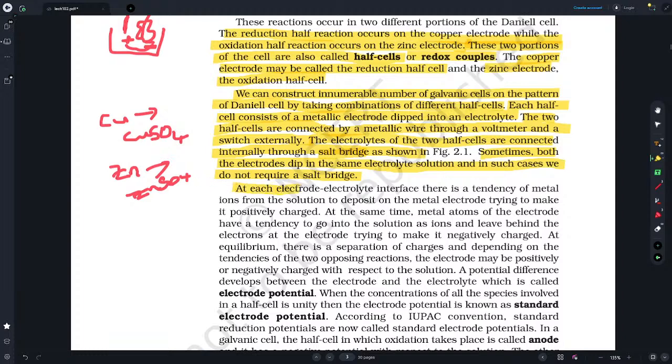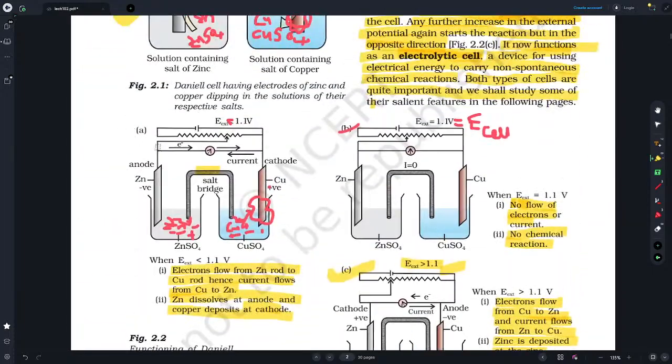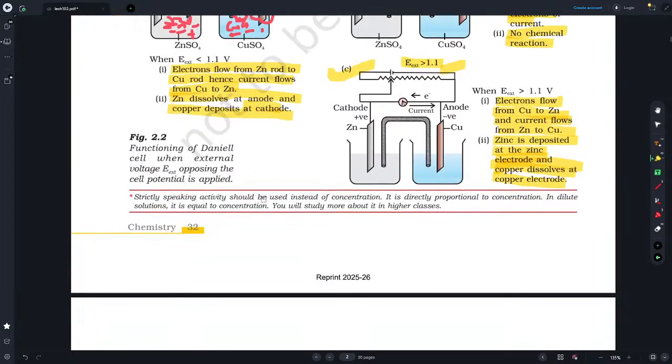At each electrode electrolyte interface, there is a tendency of metal ions from the solution to deposit on the metal electrode, trying to make it positively charged. Meaning, here copper is getting deposited, copper 2 plus ions from the solution are getting deposited on the electrode, taking the electrons provided by zinc and becoming reduced. This deposit makes the cathode positively charged.